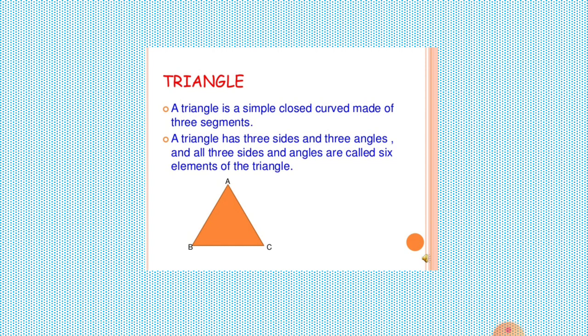What is a triangle? A triangle is a simple closed figure bounded by three line segments. So triangle ABC has vertices A, B and C, and sides AB, BC and CA. So what is a triangle? A triangle is a simple closed curve.